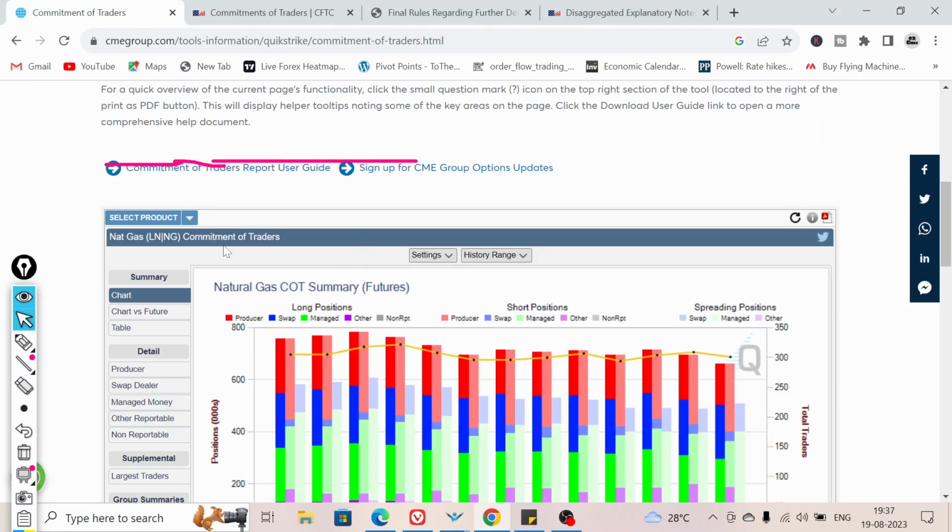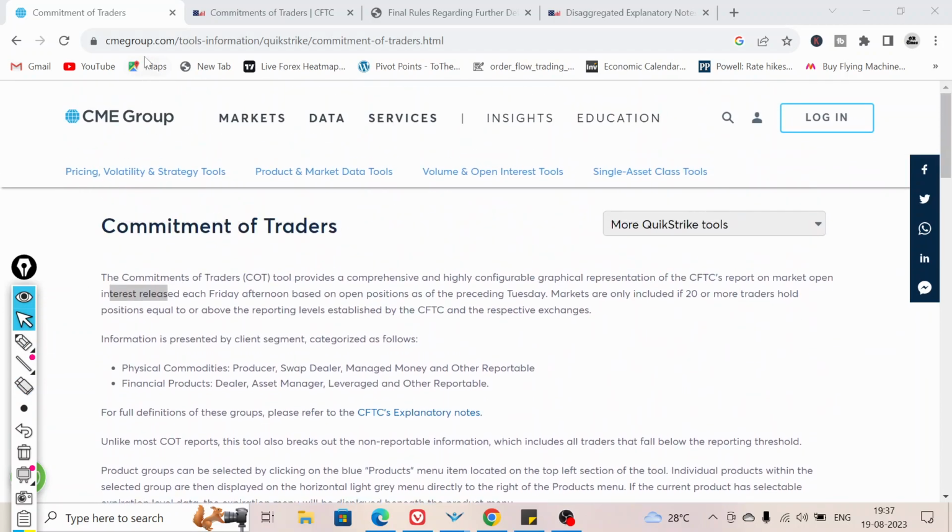You can also read the details of COT from their site. This is the CME Group site. You can refer to this site, the address is written over here. If we read the first line, you can get an overview of what the COT report is. The commitment of traders, or you can say COT tool, provides a comprehensive and highly configurable graphical representation of the CFTC report on market open interest.